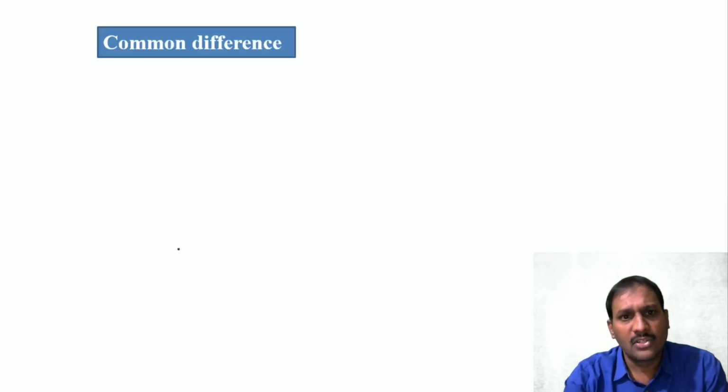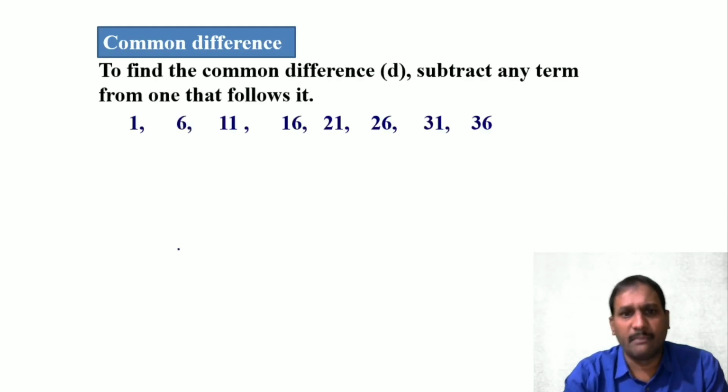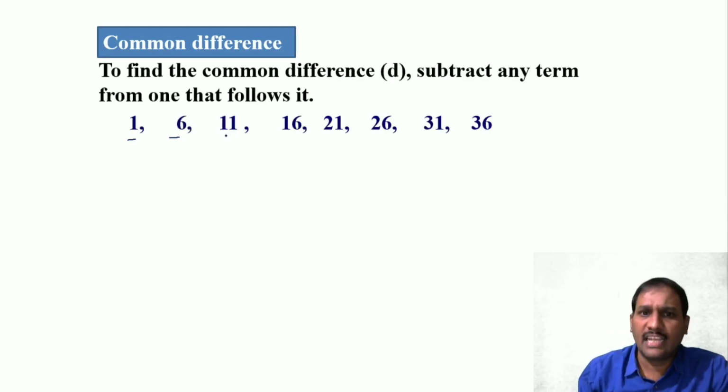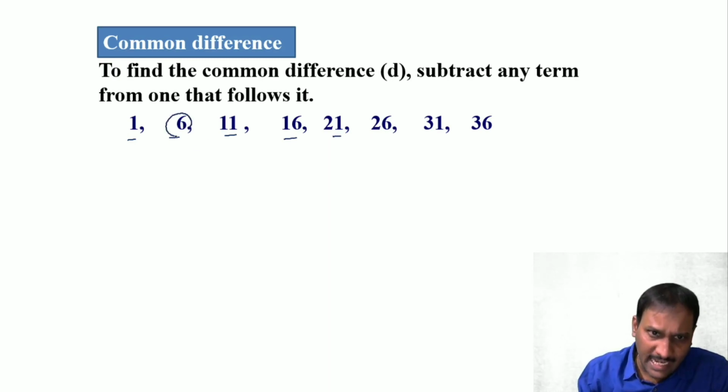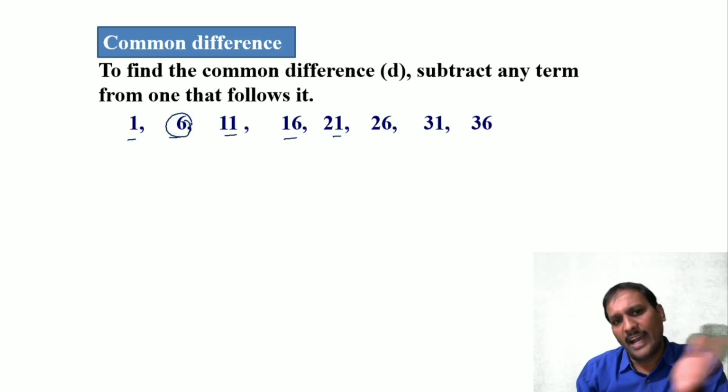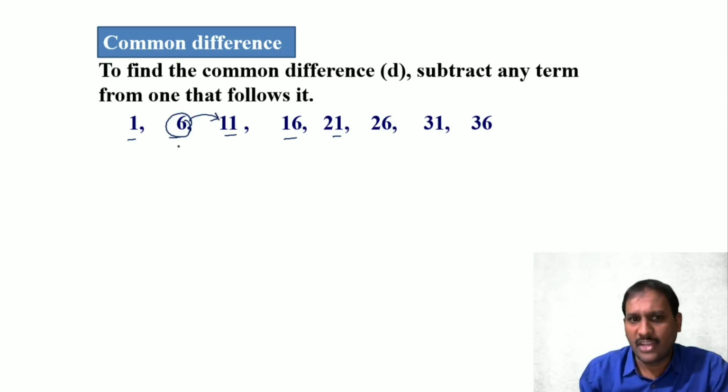How to find the common difference? Take any sequence of numbers here: 1, 6, 11, 16, 21. You take any two numbers. To get the common difference, you have to subtract a number from the one that follows it. That means you subtract 6 from the next number after 6, that is 11. 11 minus 6 is 5. Or you can take 21 minus 16, that is 5.